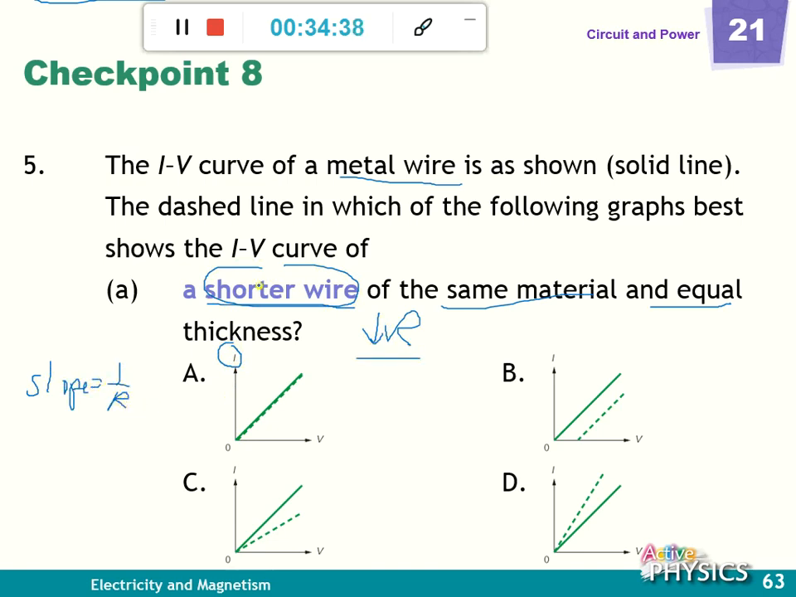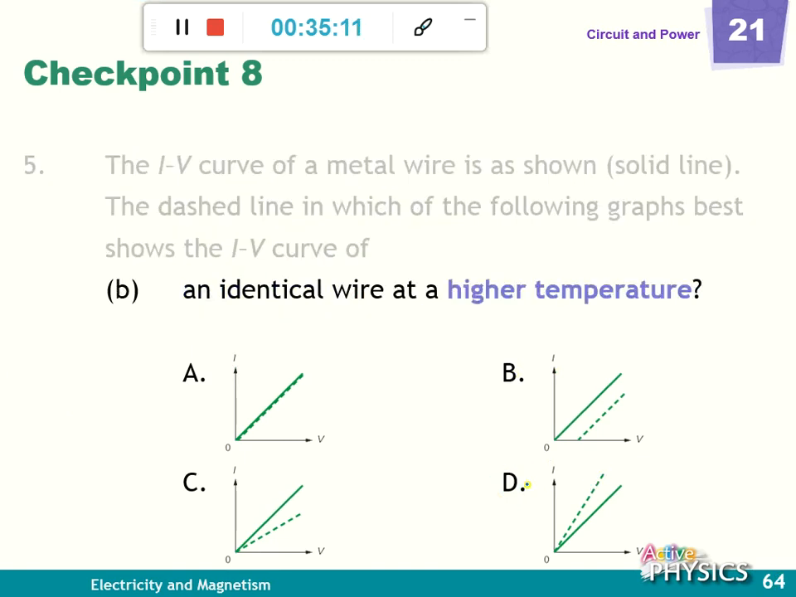Okay, look at this. Shorter wire, R will be smaller. It means that the bracket should be greater. Slope will be steeper. What are they? This one, the dashed line, will be the final one. The final one should be the steeper one. Okay? D. Can you see it? The steeper one will be your final answer for part A.